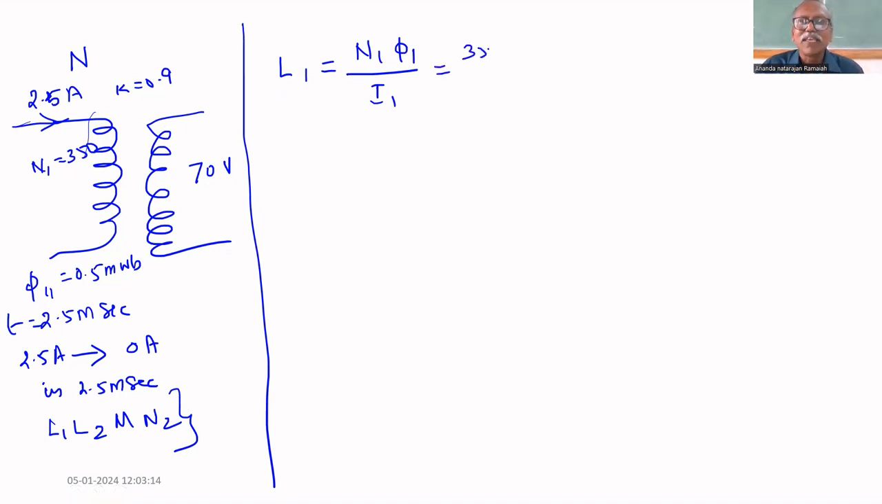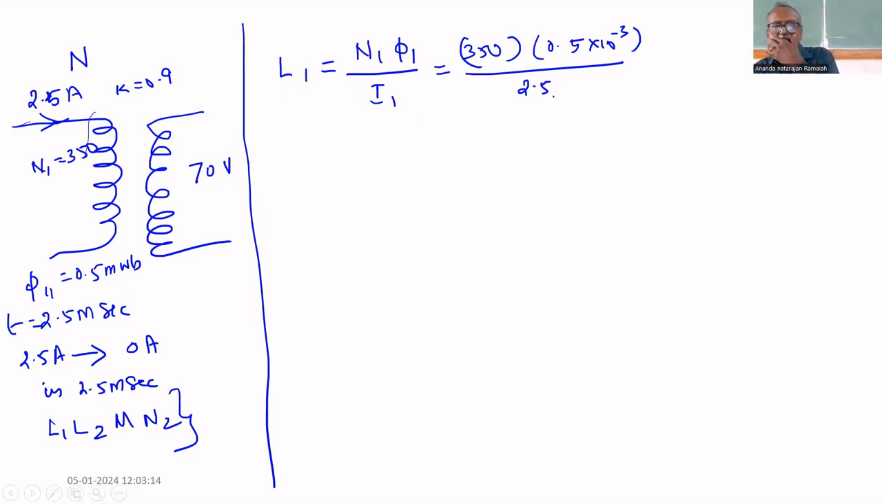N1 is 350 and I1 is 2.5 ampere. If you substitute, you will get L1. L1 is how much? 70 millihenry. Am I correct? 70 millihenry.